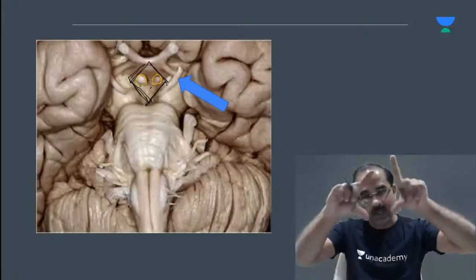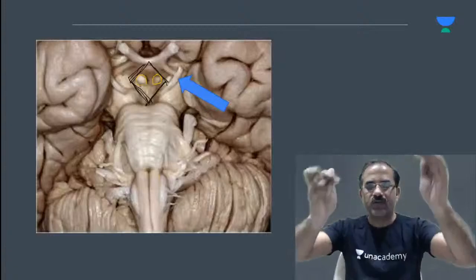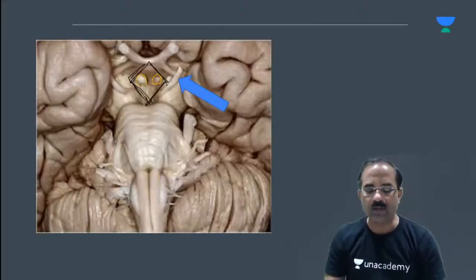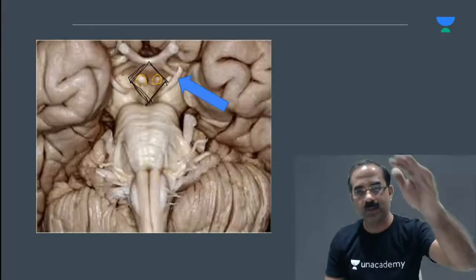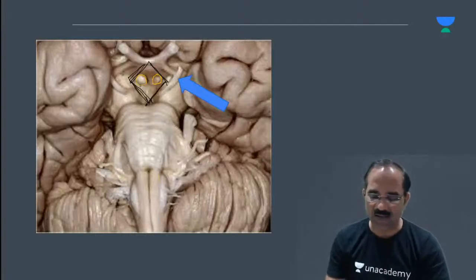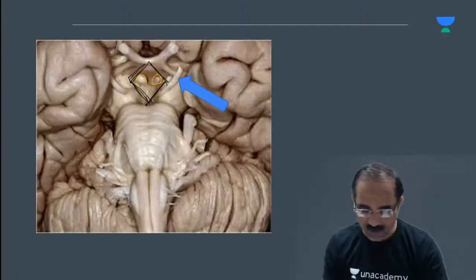And tell me, what is this diamond shaped structure? Yes, Rishi. The rhomboid shaped area. This is what we call the interpeduncular fossa. Very good, you got that right. And what are the boundaries of the interpeduncular fossa?